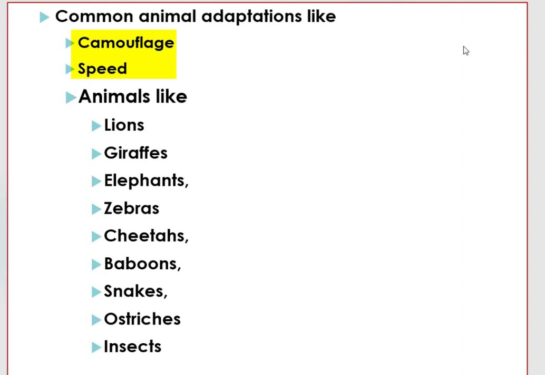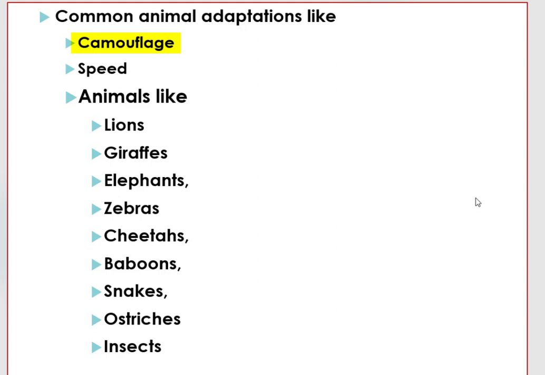Animals in these biomes have common adaptations like camouflage coloring and speed. When we see camouflage coloring, both predators and prey use these characteristics to survive in these habitats or biomes. For example, prey use this camouflage coloring to deceive or trick their predators. That means to avoid their predators and to save themselves. Whereas predators use this camouflage coloring to catch their prey easily by blending themselves with the environment.